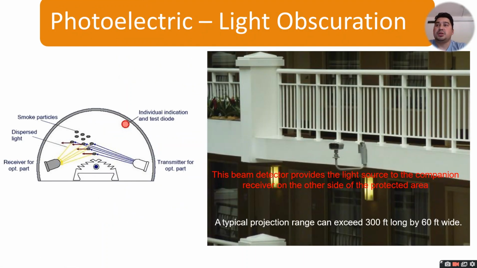Photoelectric light obscuration, smoke particles. So there is the photoelectric. This beam detector provides the light source to the companion receiver on the other side of the protected area. The typical projection range can exceed 300 feet long by 60 feet wide. So this is the photoelectric one: transmitter for the optimum part, then individual indication and test diode, then the smoke particles, dispersed light, and receiver for optimum.